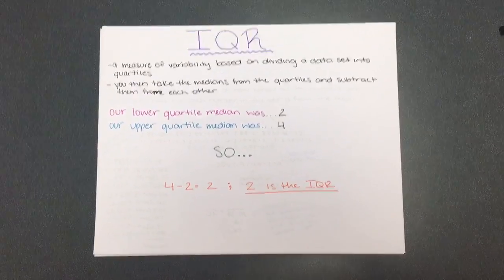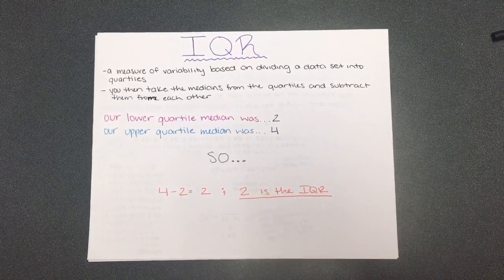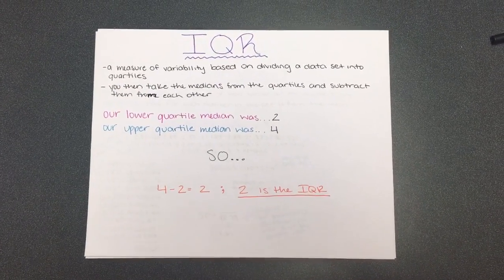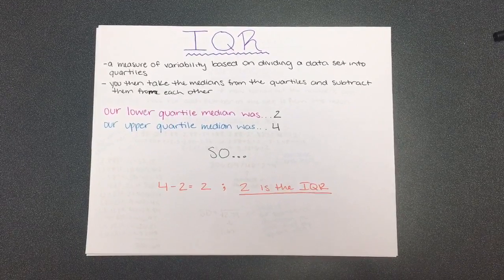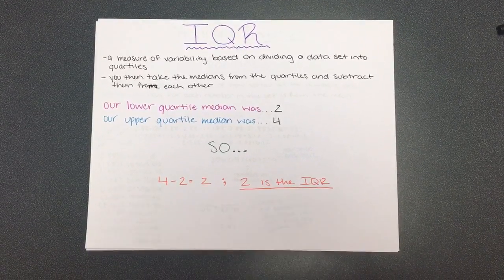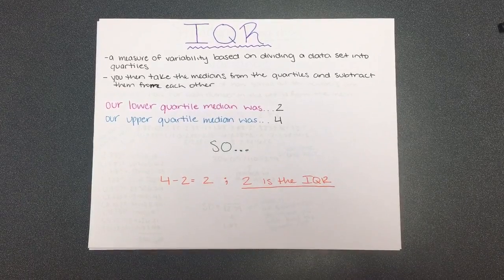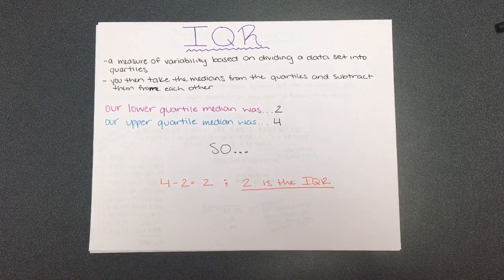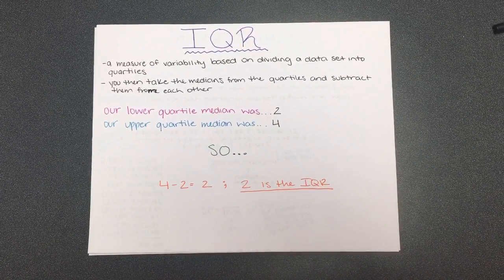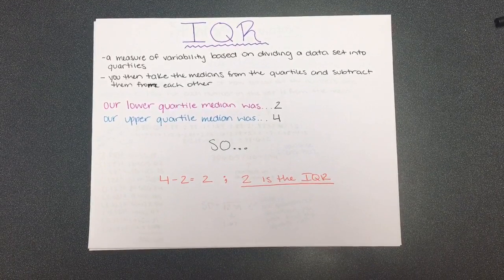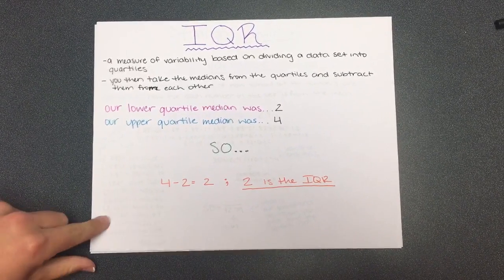The IQR is a measure of variability based on dividing a dataset into quartiles. So you take the medians from the quartiles that we just found and subtract them from each other. Our lower quartile median was 2 and our upper quartile median was 4. So you have 4 minus 2 equals 2, which results in 2 being our IQR.